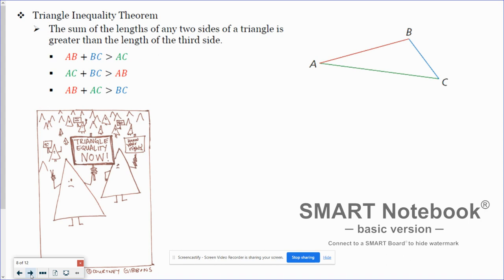Well, we use our Triangle Inequality Theorem to determine whether three sides are going to make a triangle. And the rule says that the sum of the lengths of any two sides of a triangle is greater than the length of the third side. Okay, so I have to do three tests to determine, is it going to be a triangle? And all three of these have to be satisfied. Okay, this is the Triangle Inequality Theorem.